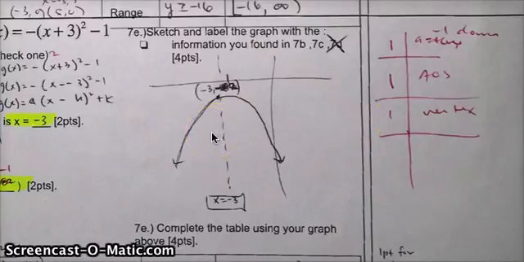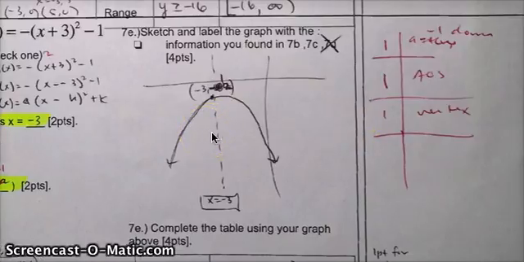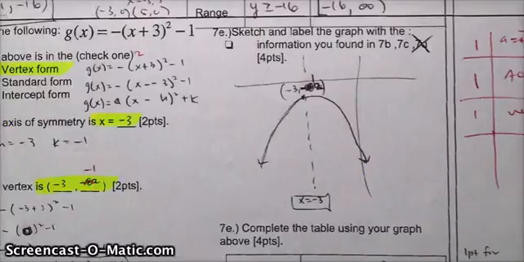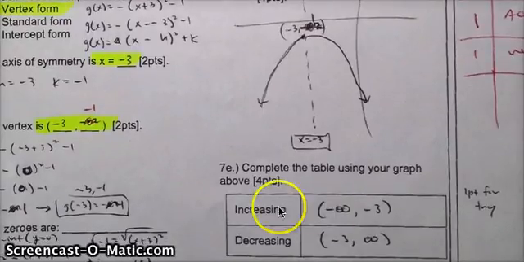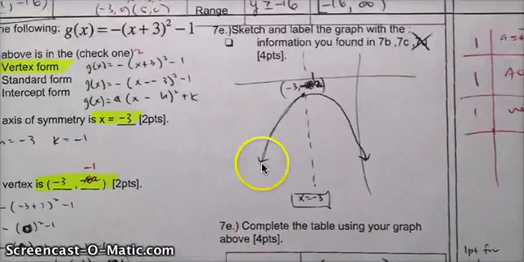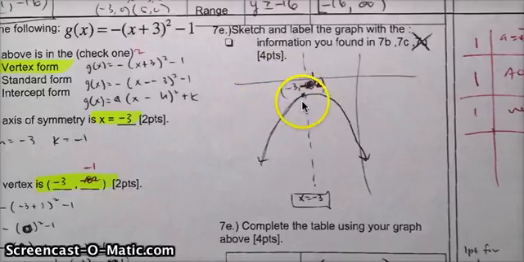I want to talk about increasing and decreasing for 7E. Increasing and decreasing refer to going from left to right. So if I had to drag a line here, the first thing you're going to touch is this arrow and you're going to stop at negative 3. So this portion is increasing.